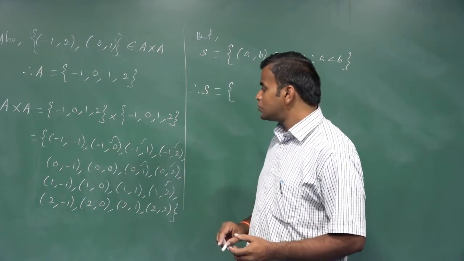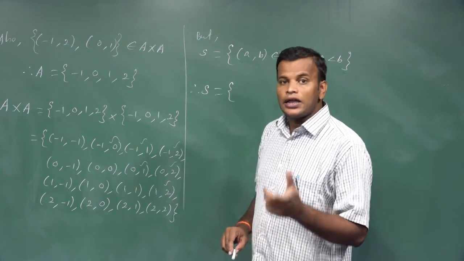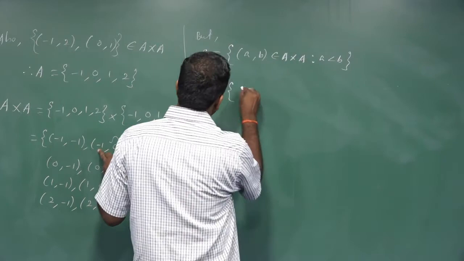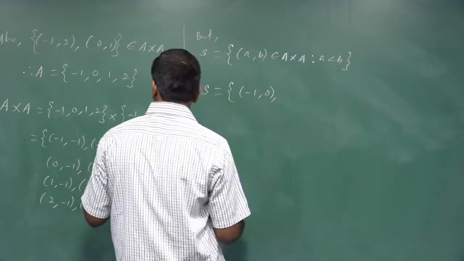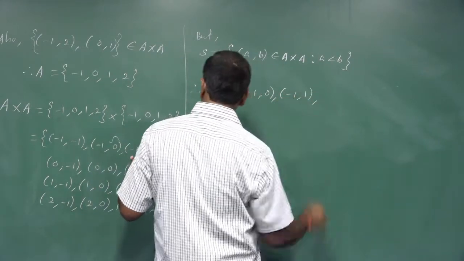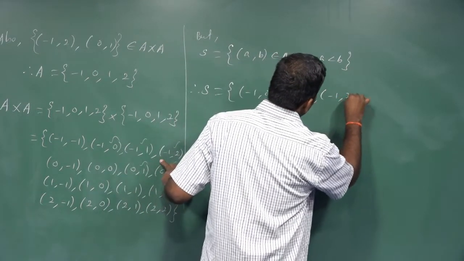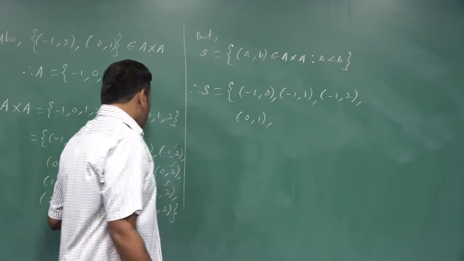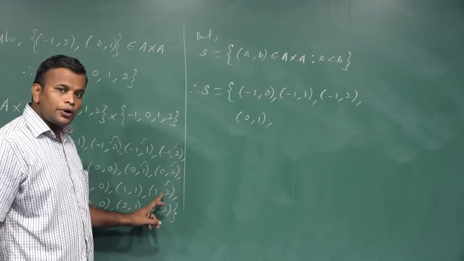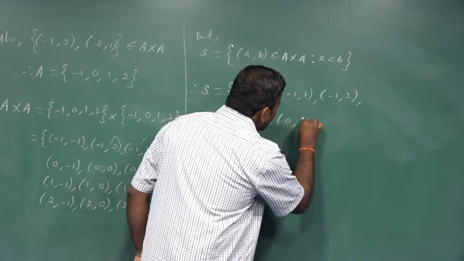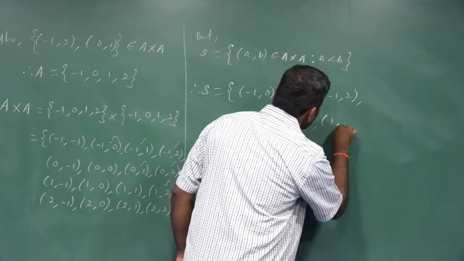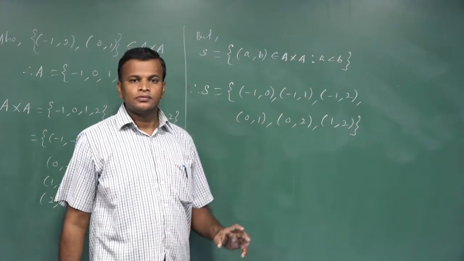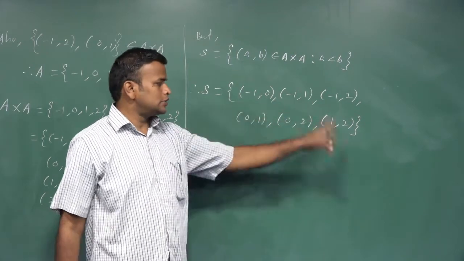These are the only ones possible in our required S. So the elements of S, I first write: (-1, 0), (-1, 1), (-1, 2), (0, 1), (0, 2) and (1, 2). So these are the values of S. Totally 1, 2, 3, 4, 5, 6.